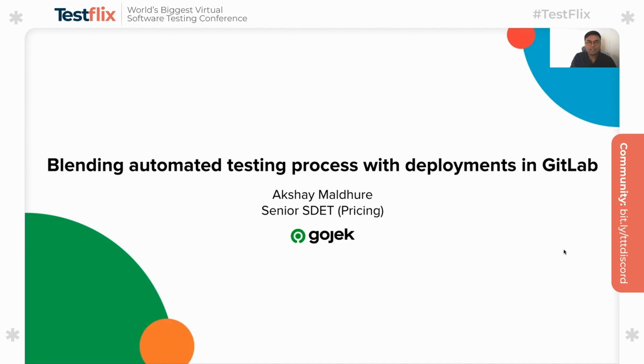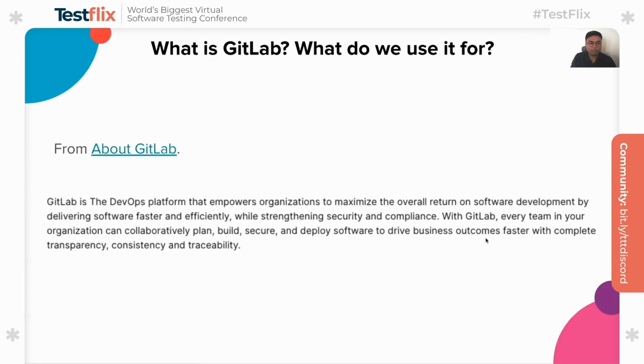I'm Akshay this side, and in this session, I'm going to talk about blending automated testing processes with deployment in GitLab. So to start with, let's understand a bit about GitLab. This is from the About GitLab section of the GitLab official website, which states that it is essentially a DevOps platform. Other examples of such a platform include Jenkins, GoCD, TeamCity, etc., to name a few. In Gojek, we use GitLab mostly for our testing and deployment processes in our CI/CD processes.